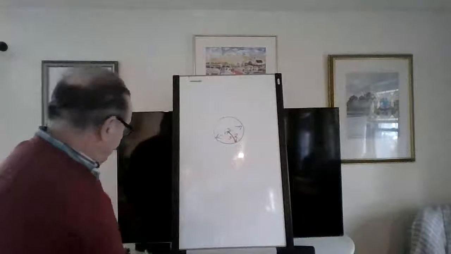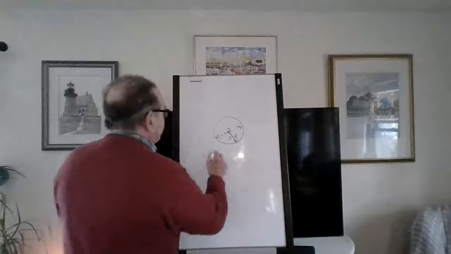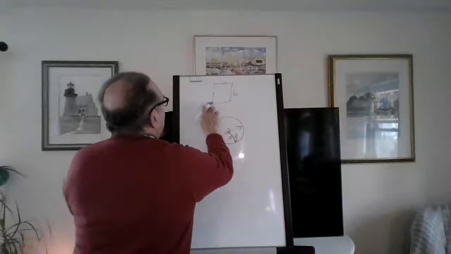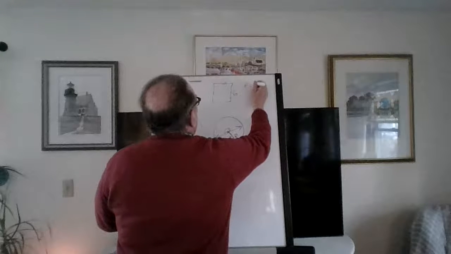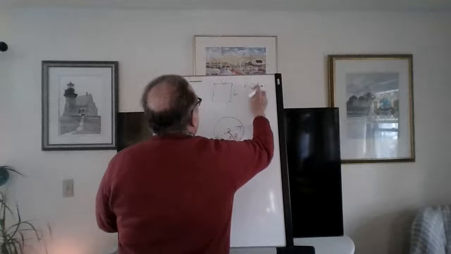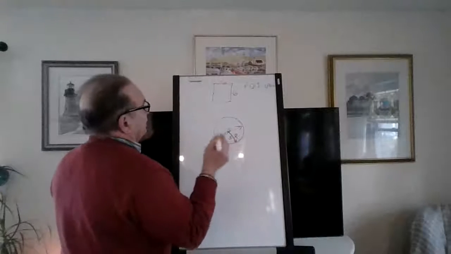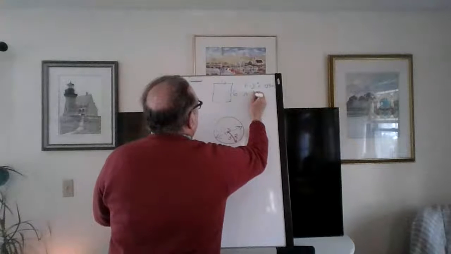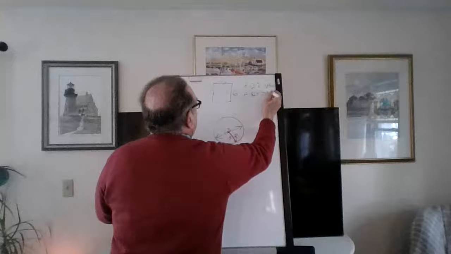Now, the area of a 6-inch square, like this, would be area equals diameter squared times 0.7854. So this one was 36, 6 times 6, times 0.7854.